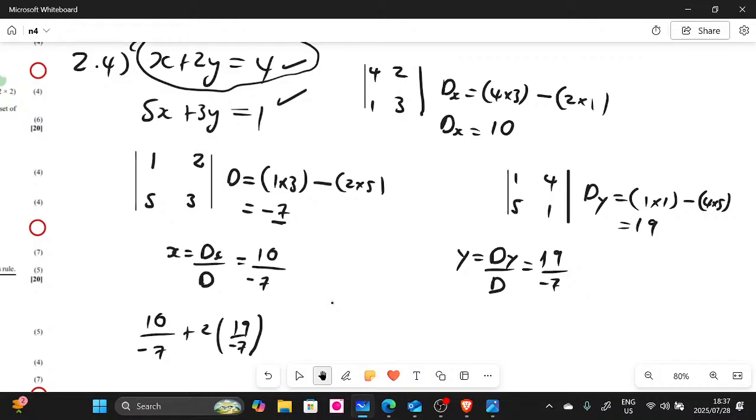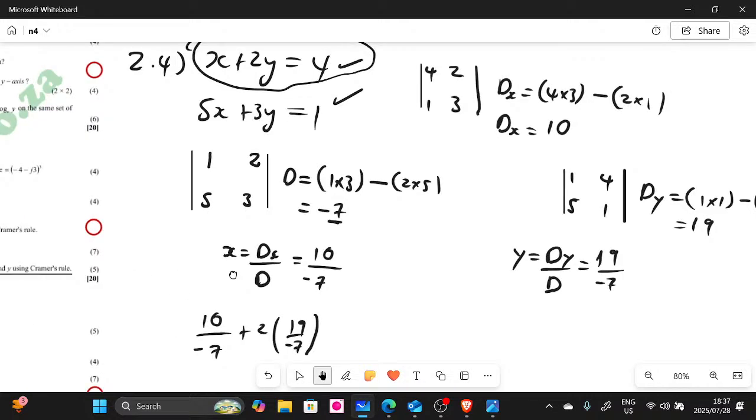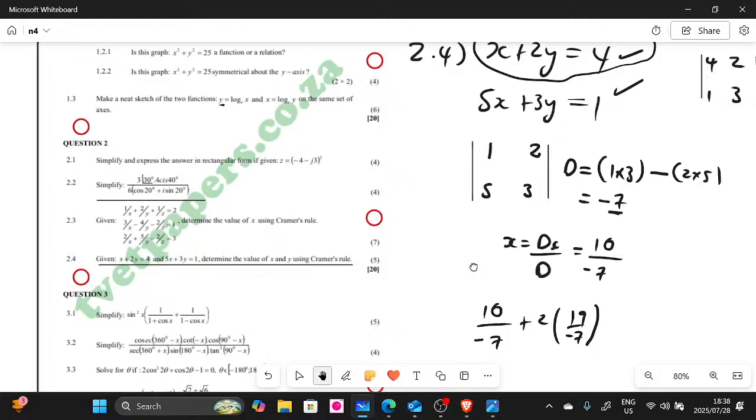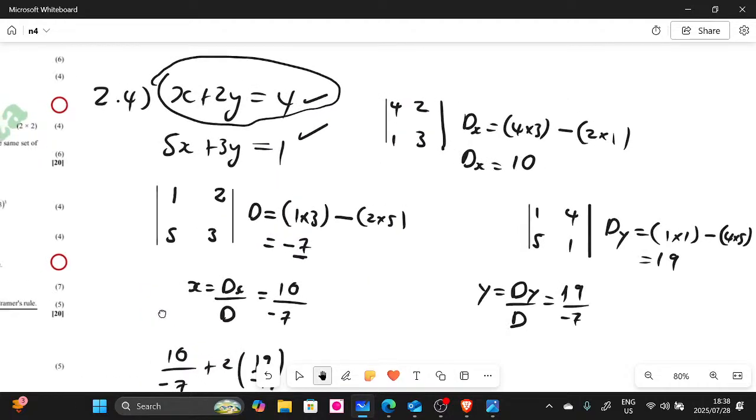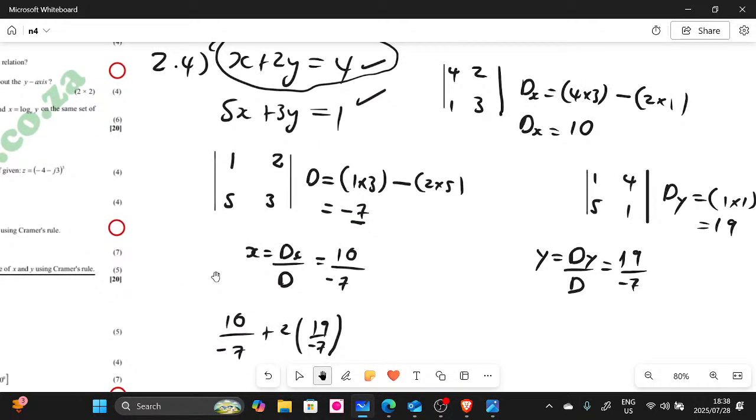Oh, something is not right. What is missing there, guys? What did I do wrong? I made a mistake somewhere. Where did I make a mistake, guys? The values are not correct. Let me see where I made a mistake there. Help me out, guys, if you can see it.